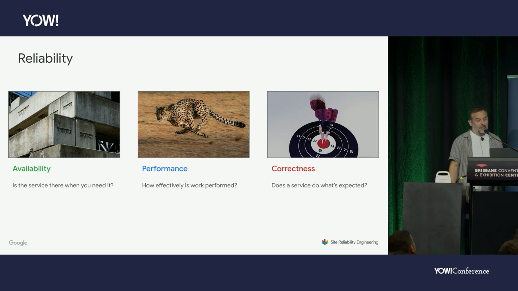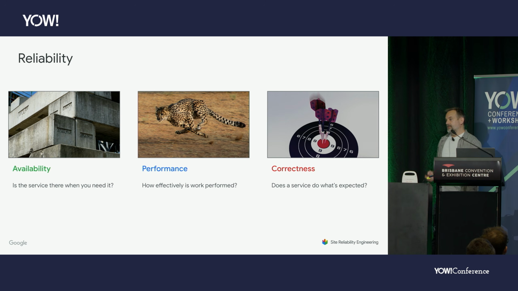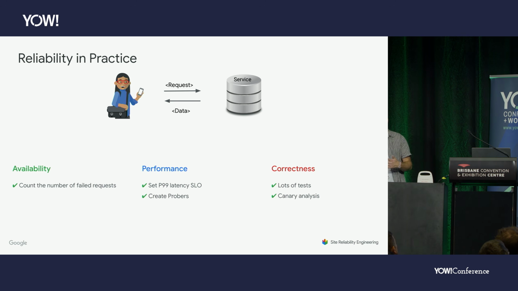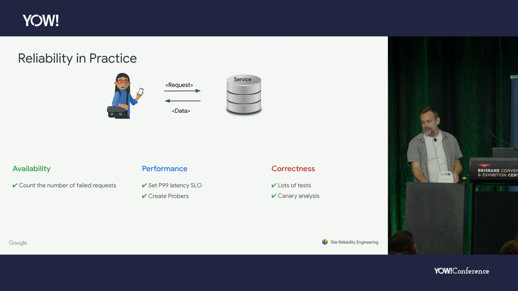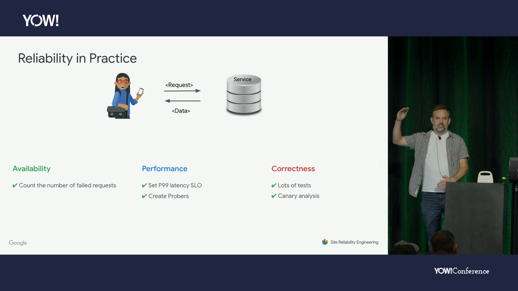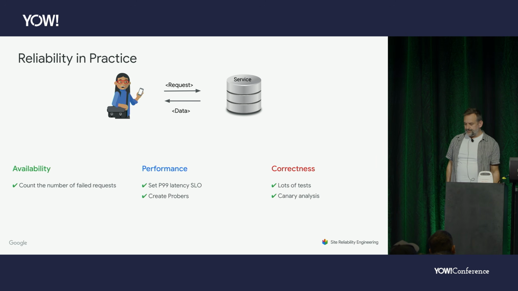And so we have a number of different ways to validate each of these different components of reliability. For availability, there's a very simple thing you can do, which is counting the number of failed requests versus the number of successful requests, and the proportion tells you how available your service is.